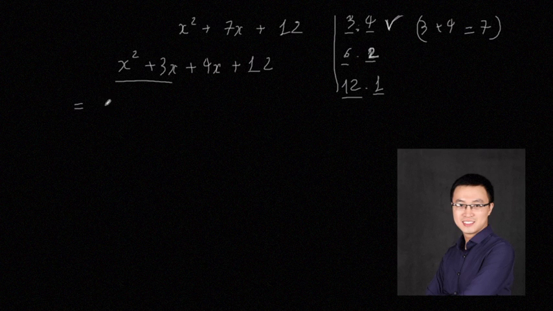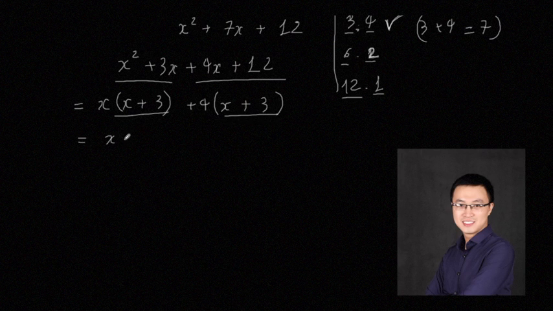For the first two terms the common factor is x, and for the second two the common factor is 4. And the common bracket now is x plus 3, and the other one is x plus 4. Easy.